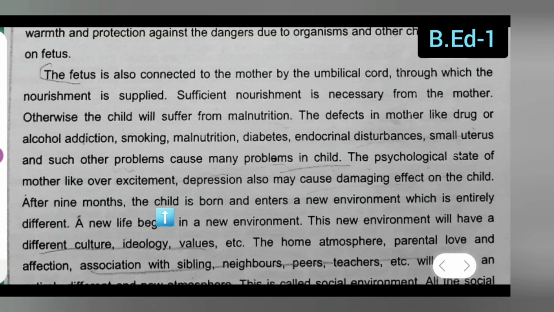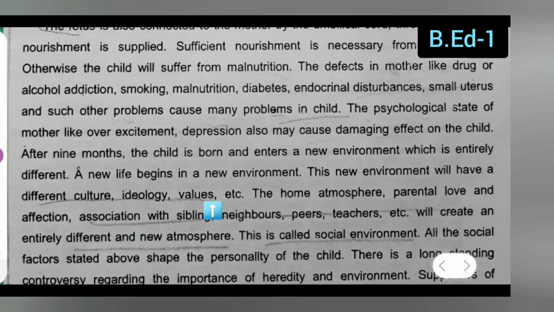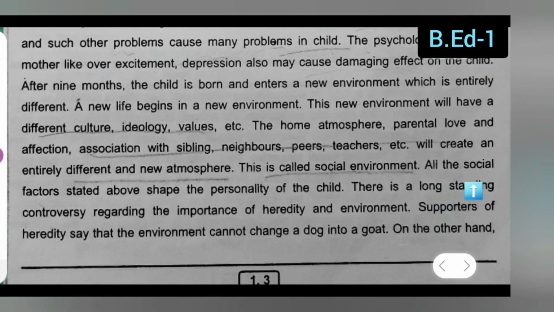After 9 months, the child is born and enters a new environment which is entirely different. A new life begins in a new environment. This new environment will have different culture, ideology, values, etc. The home atmosphere, parental love and affection, association with siblings, neighbors, peers, teachers, etc. will create an entirely different and new atmosphere. This is called social environment. Next, all the social factors stated above shape the personality of the child.